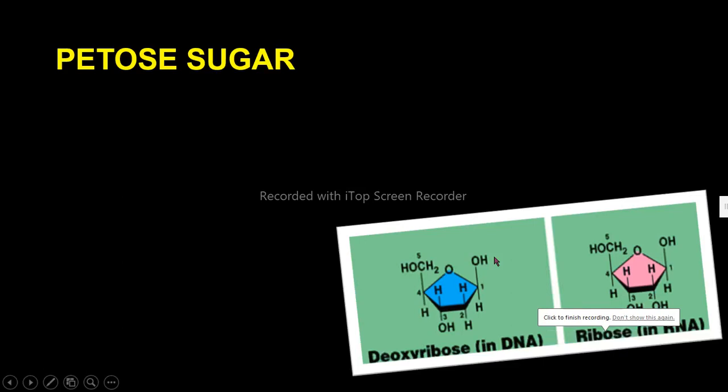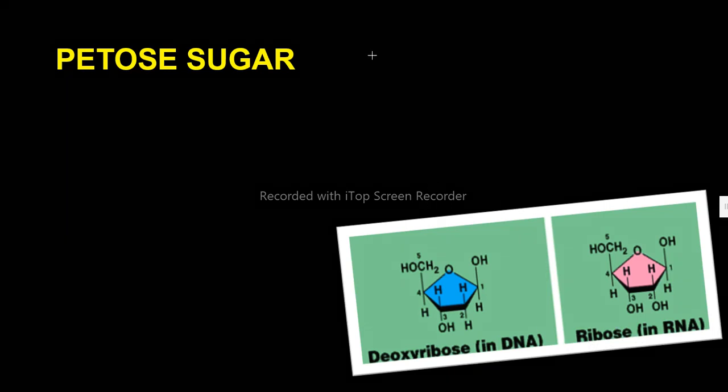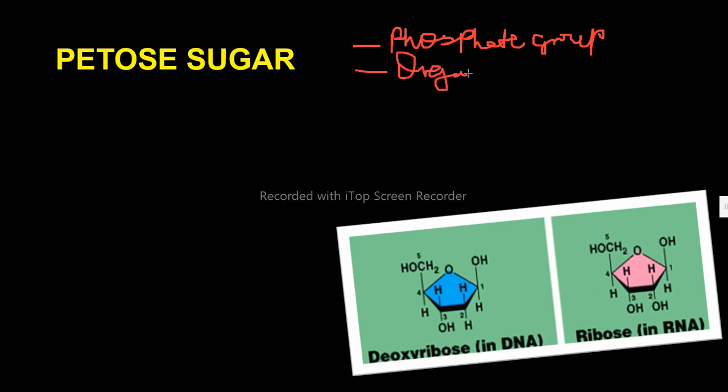Now, we have seen what a nucleotide is, and we have said that a nucleotide is made up of, let's name them together, a phosphate group, an organic base, and finally a pentose sugar.